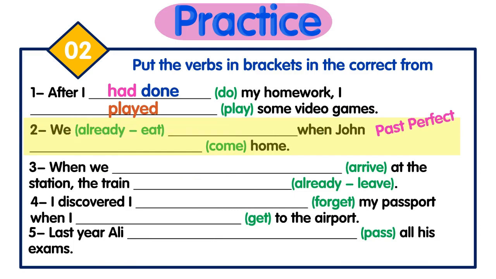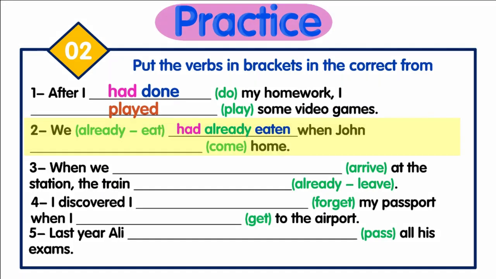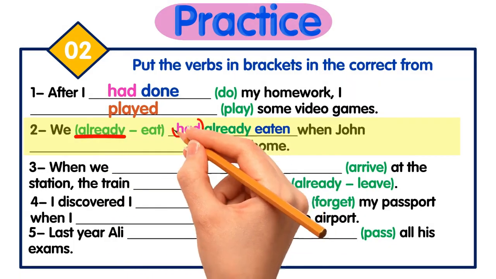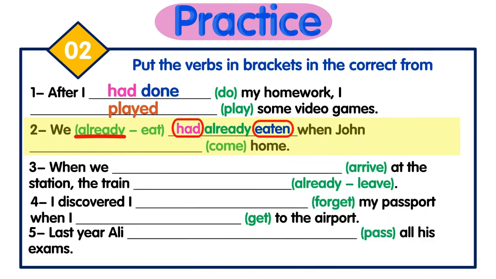And we'll say, we had already eaten. And remember, this word already, always put it between the auxiliary had and the verb. The verb come should be put in the simple past. So the sentence is, we had already eaten when John came home. Always remember, when we have when, it is always followed by the simple past.